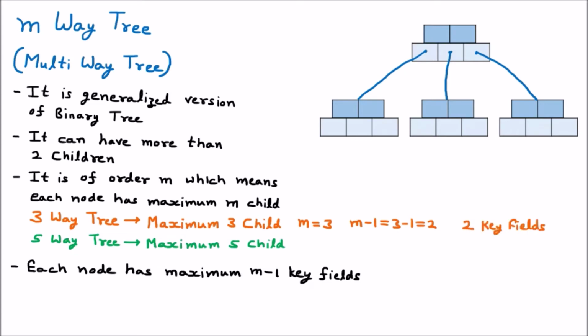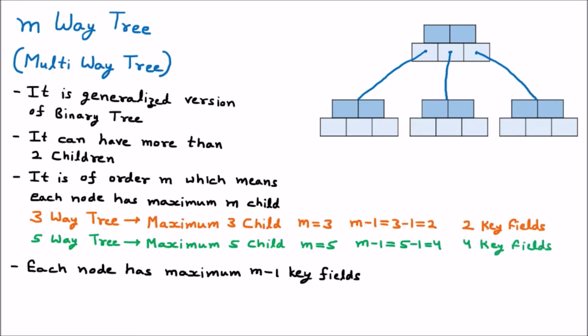Similarly, if we take the example of the five-way tree, there the value of M is 5, that means it is a five-way tree, and we have 5 children. And how many key fields are there? We know that key fields are M minus 1, and the value of M is 5, so 5 minus 1, which is equal to 4. So these are the 4 key fields.